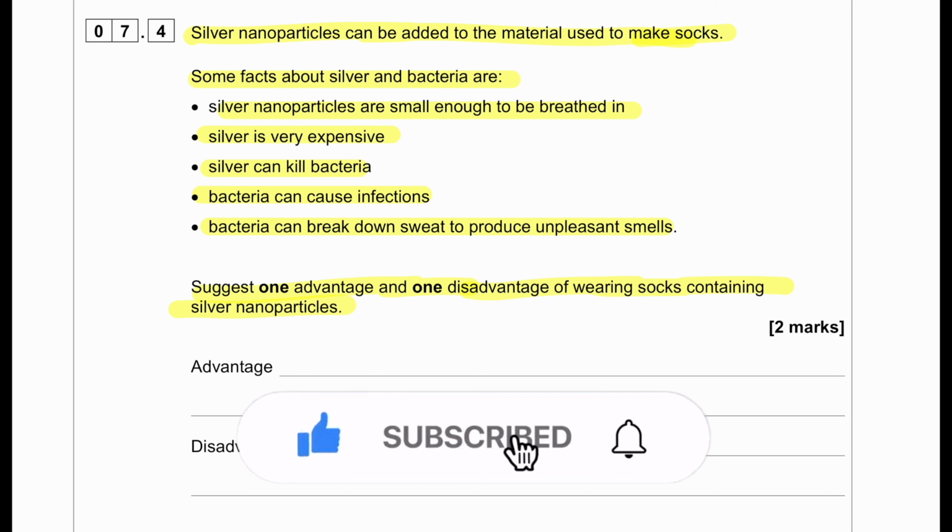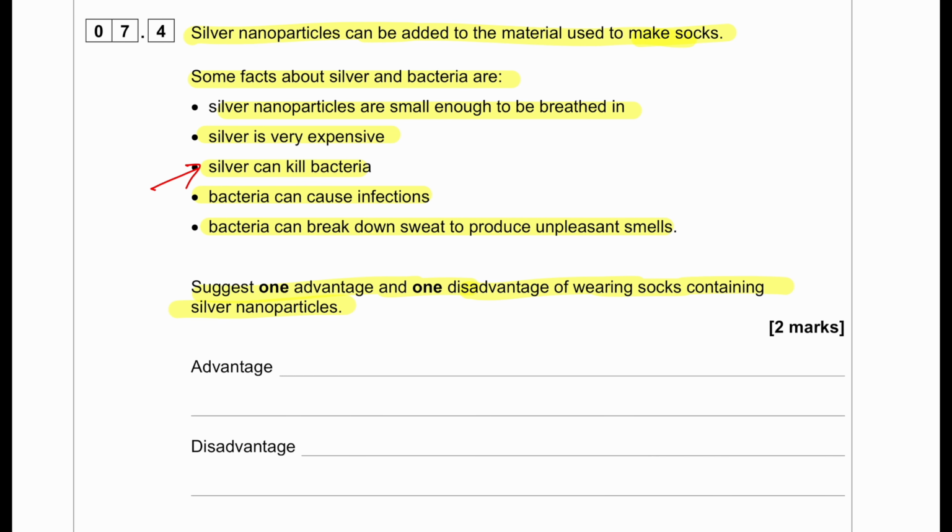So the advantage will be silver can kill bacteria. Even though silver can kill bacteria is an advantage, however, the better advantage is it stops unpleasant smell. Because it can kill the bacteria and the bacteria won't be able to produce unpleasant smell.